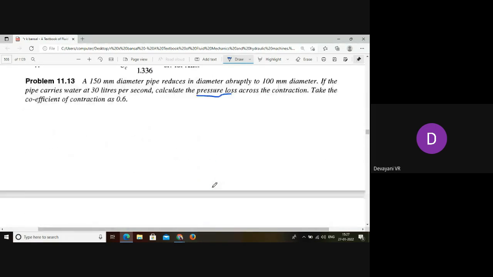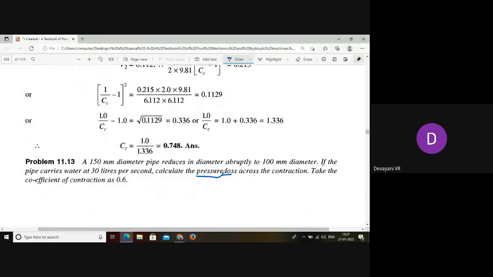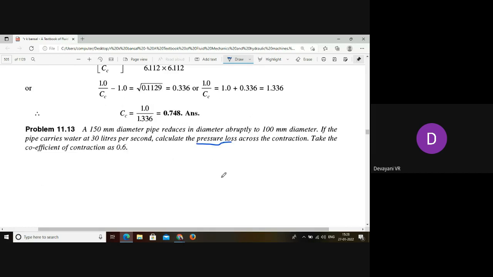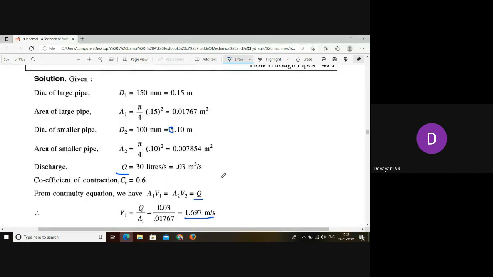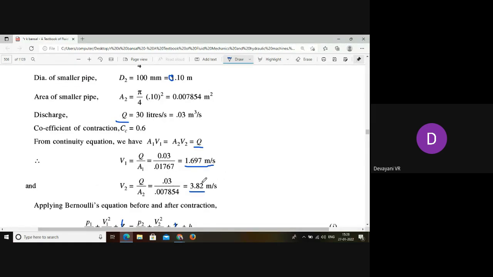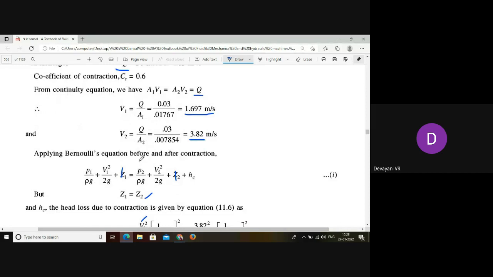So do you understand? The problem asked to calculate the pressure loss. To calculate the pressure loss, the area, diameters, discharge and contraction are given. So to calculate the pressure loss, that is P1 minus P2, we have taken the continuity equation as well as the Bernoulli's equation. In the Bernoulli's equation, we have all the values and we have substituted that.